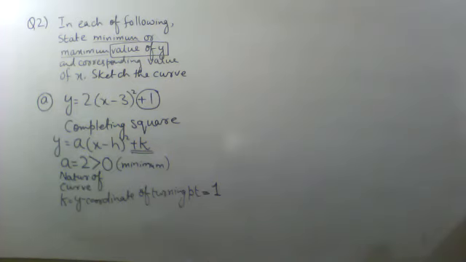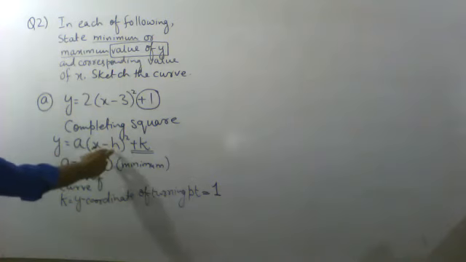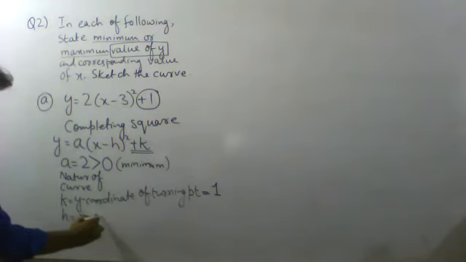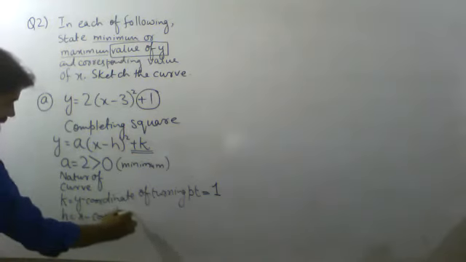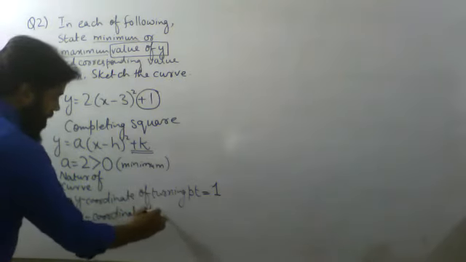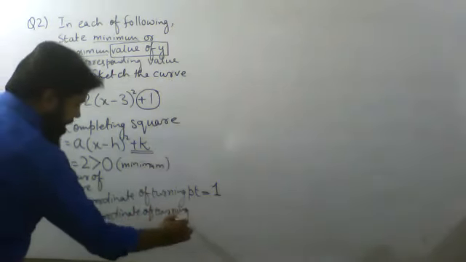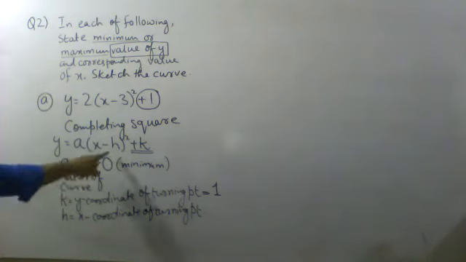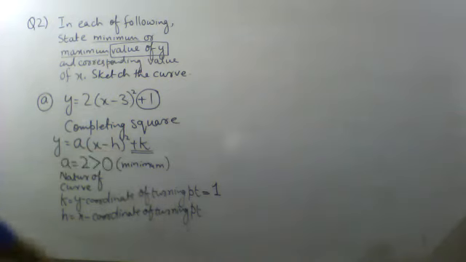Right? Last thing, h. h represents the x coordinate of the turning point. Okay. Now, see what is the value of h? What is the sign over there? The sign of h is minus h. So you will take it with sign. What is written over here? Minus h. Okay. What is written over here? Minus h.